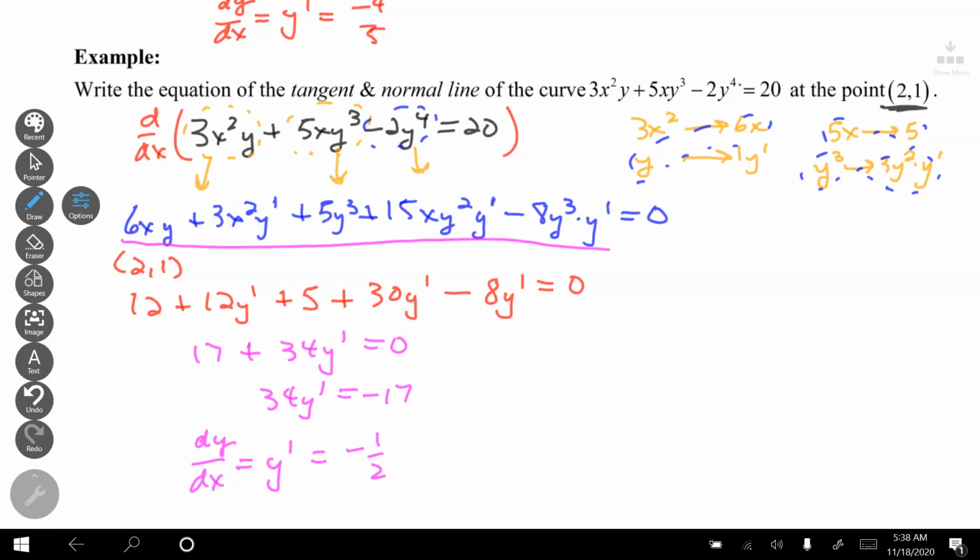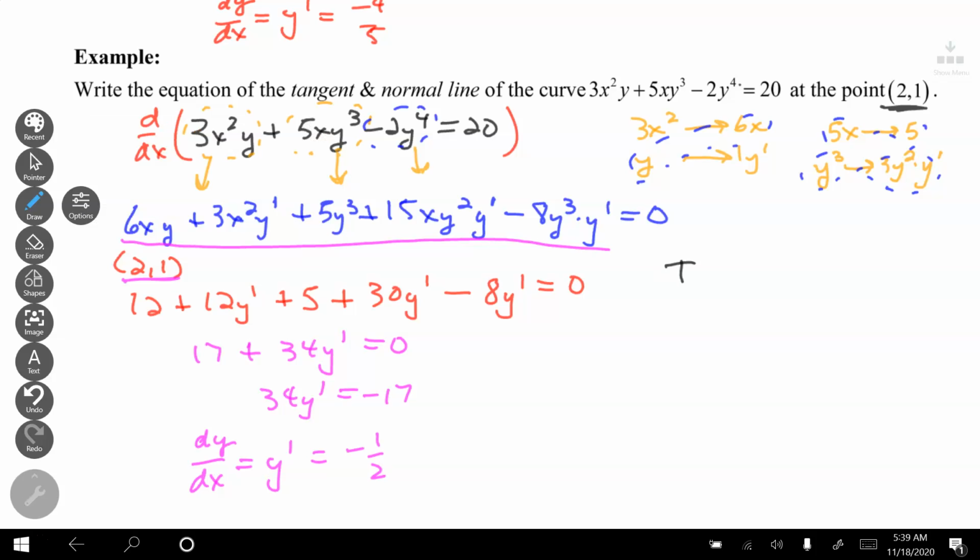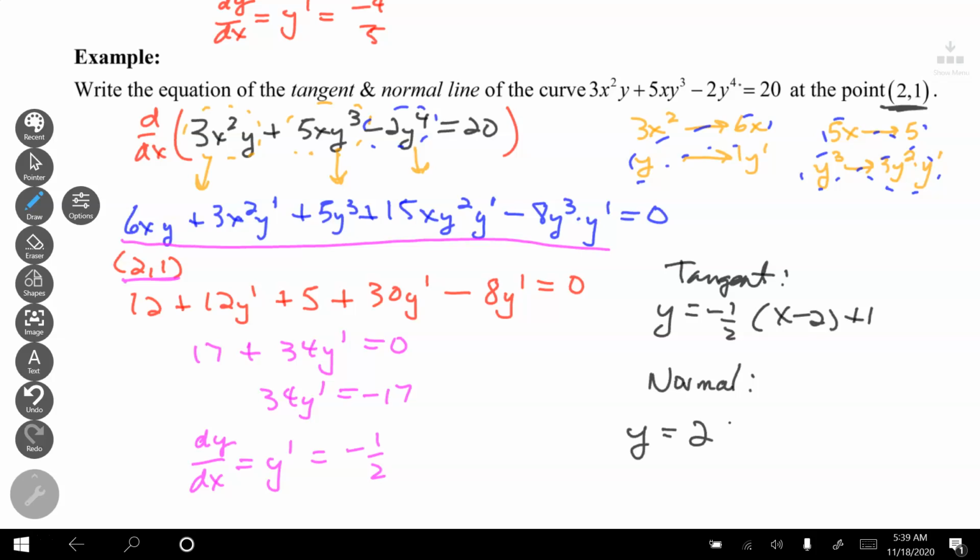If I had to rearrange all those letters to solve for y prime, I could. It's going to be a little bit messier with all that algebra involved. That's why I like plugging in my x and y's right after I take the implicit differentiation. So when I have my tangent line, I get y equals negative 1/2, x minus 2, plus 1, and my normal line is y equals, well, it'll be 2, x minus 2, plus 1.